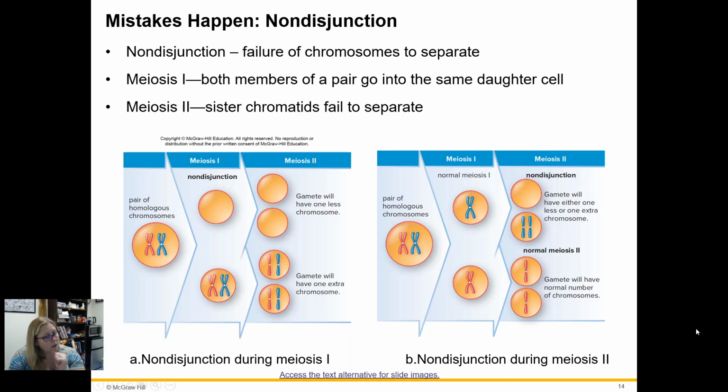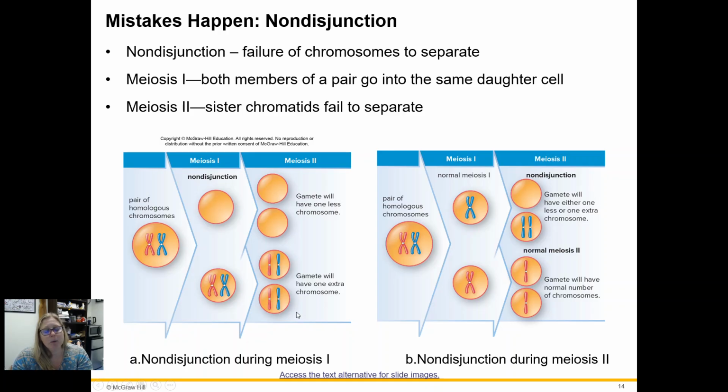Okay, hopefully you thought about it for a second. And hopefully your answer was that if non-disjunction occurs during anaphase 1 of meiosis 1, we have a bit more of a problem. Because at the end of the day, not a single one of our gametes will have the correct haploid number of chromosomes. Instead, 2 of our gametes would be 2n minus 1, meaning they'd be missing a chromosome, and 2 of our gametes would be 2n plus 1.